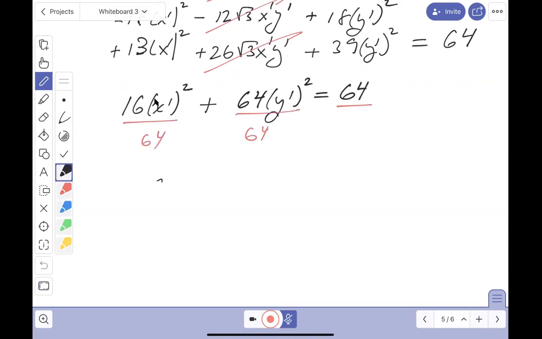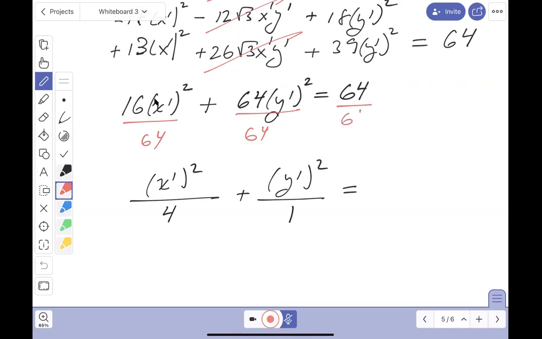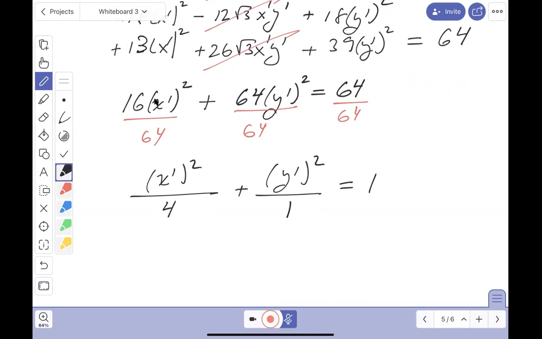So let's write this down. X prime squared over, let's see, 16 goes 4 times, right? Plus y prime squared over 1. Yep, I'm going to put the 1 there. Oh, I'm sorry, I forgot to put 64 over here. And what does this side equal? 1. What do I have? An ellipse. Let's graph it out real quick.